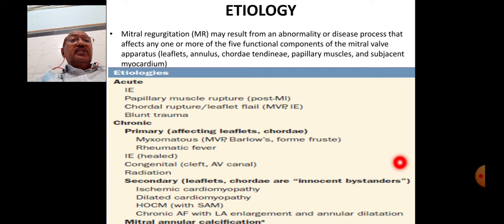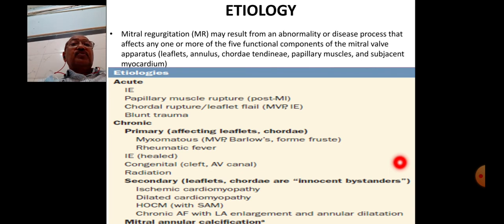Regarding the etiology, mitral regurgitation may result from abnormality of a disease process that affects any one or more of the five functional components of the mitral valve apparatus, including leaflets, annulus, chordae tendineae, papillary muscles, and subjacent myocardium. Acute MR can be caused by infective endocarditis, papillary muscle rupture, especially post-MI, chordal rupture or flail leaflet in mitral valve prolapse, and blunt trauma.